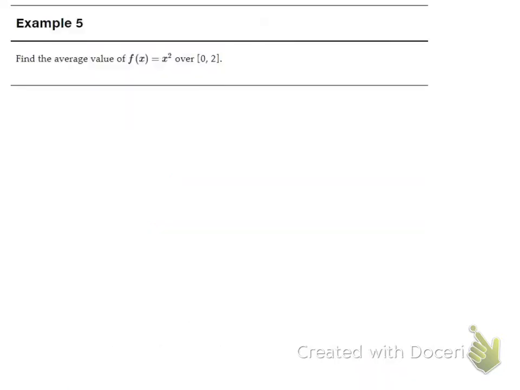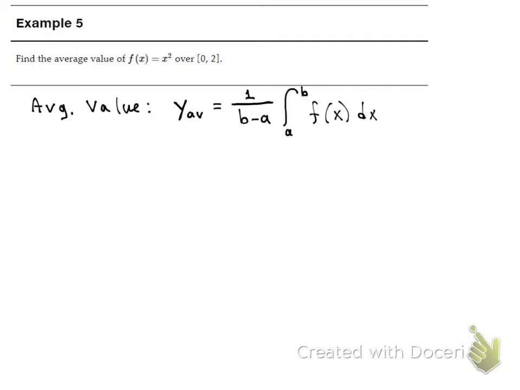So let's do an example. Let's find the average value of the function x squared over the interval 0 to 2. Like we just talked about, the average value is given by this equation right here. In this case, a is equal to 0 and b is equal to 2. So we can just plug everything into our formula. You can see I plugged in the values of b, the values of a, and then the value of f of x, which is x squared.